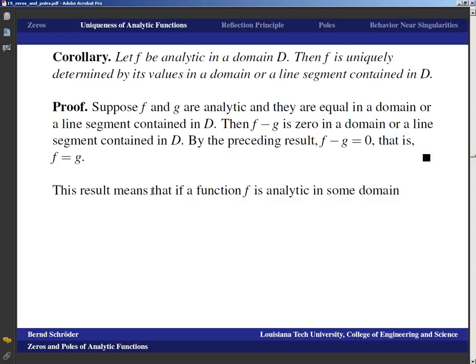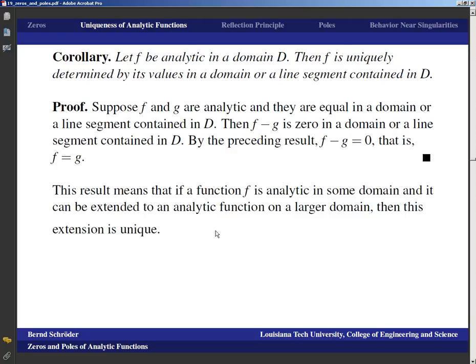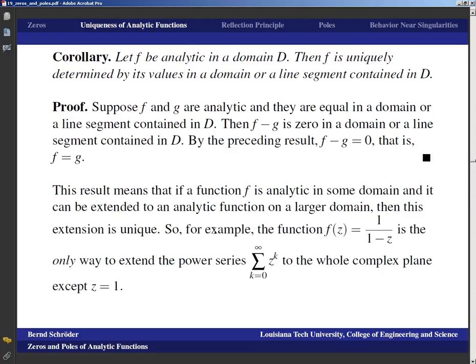Okay, so that means if f is analytic in some domain and it can be extended to an analytic function on a larger domain, then this extension is unique. And that's very important because quite a few functions that we're interested in on the real line actually can be extended to analytic functions on a larger domain, on something inside the plane, and yet all those values in the plane are uniquely determined by the restriction of the function to the real line.